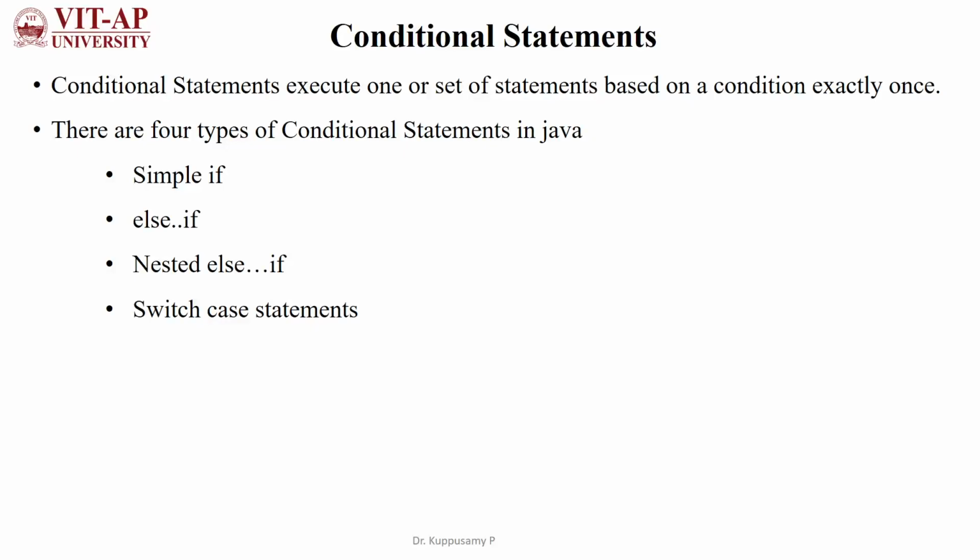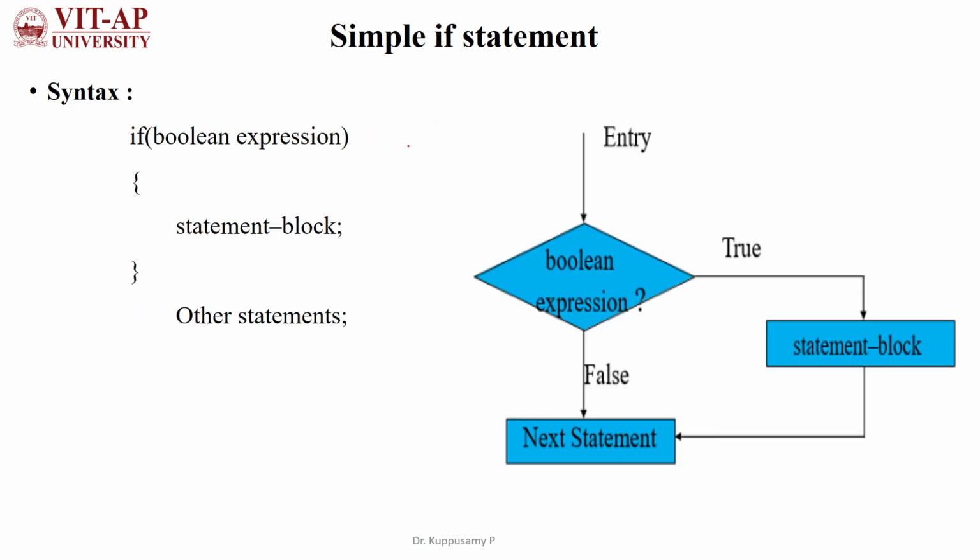Hi, in this video, we will discuss conditional statements in Java programming. Conditional statements execute one or a set of statements based on a given condition, exactly once. There are four types of conditional statements in Java: simple if, else if and nested else if, the switch case statements, and the conditional operator is also there.